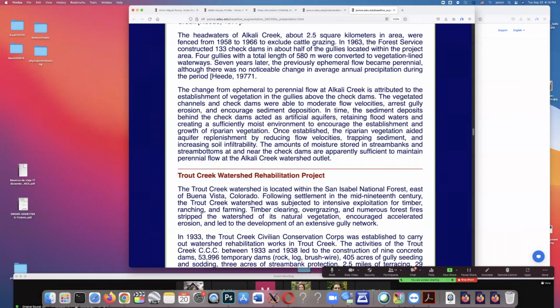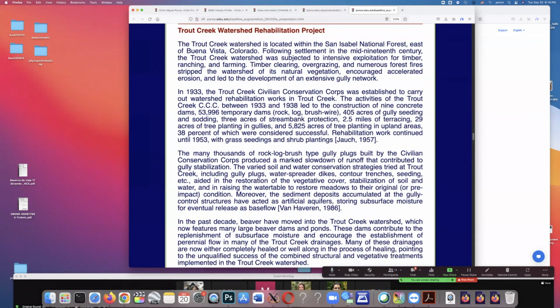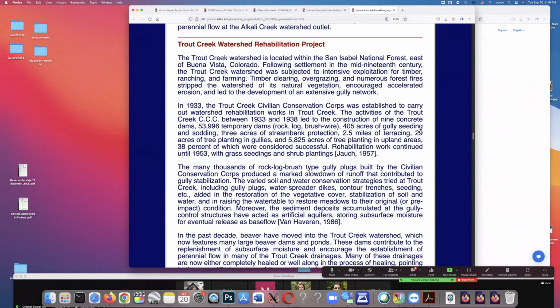A similar situation, perhaps a more important situation, at Trout Creek, also in Colorado. In this case, I believe it was the Forest Service too, but they were helped by the Civilian Conservation Corps. It was established in 1933 by President Franklin Roosevelt to try to insert some activity, let's put it that way, into the economy so that the United States would get out of the Depression.